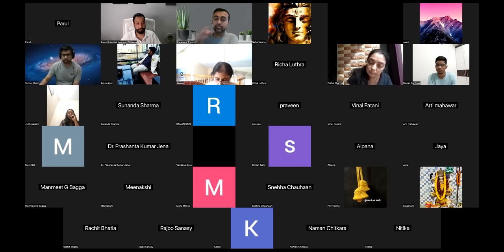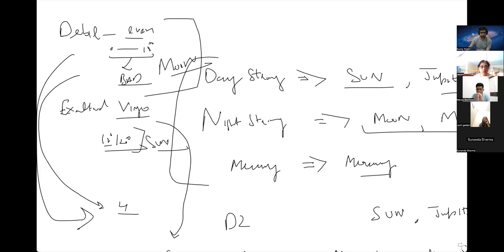The first thing that you have to check in the Somanath chart, very, very interesting. Check between the two people, how many planets are in the same sign? Same sign.